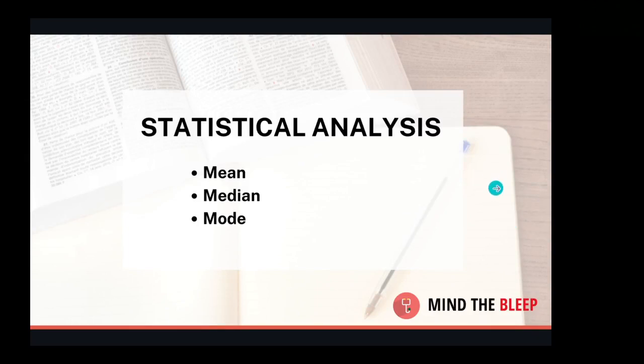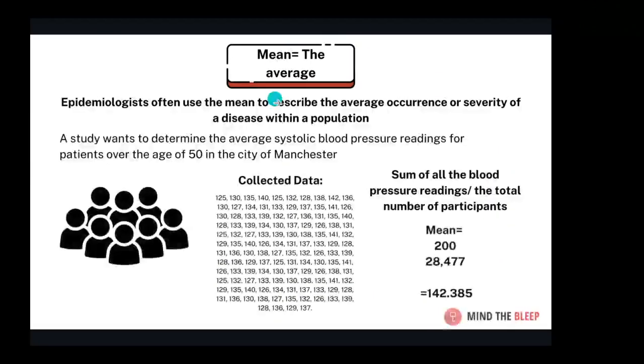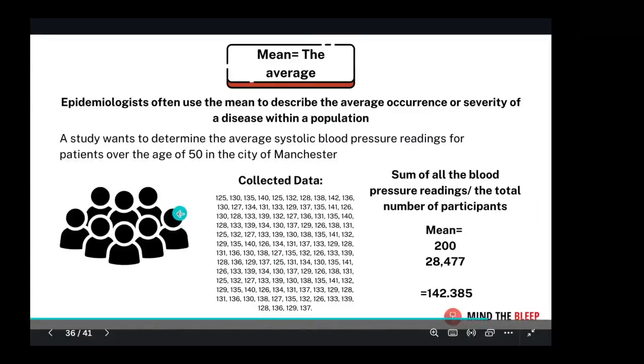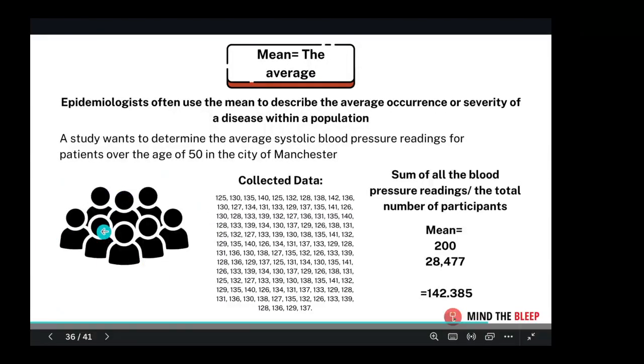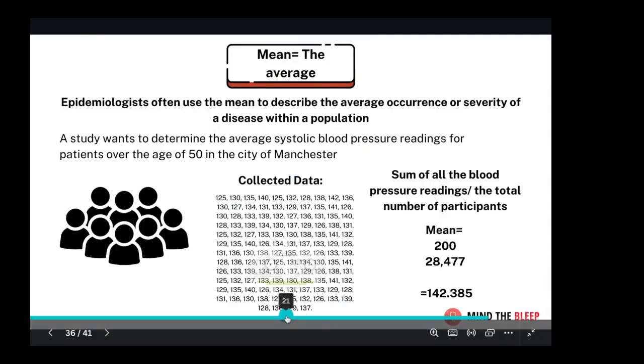All right, so this is quite straightforward. We have our mean, which is the average, and this is used to basically describe the average occurrence or severity of a disease within a population. So let's just say you have a certain population in Manchester over the age of 50, and you want to determine what's the average systolic blood pressure reading. So you're going to take 200 participants, you're going to measure their blood pressure, and you're going to take the systolic values and write them down. This is your collected data. So the average is you're going to add up all of these values, and you're going to divide them by the number of participants. And this is going to give you the average or the mean reading.